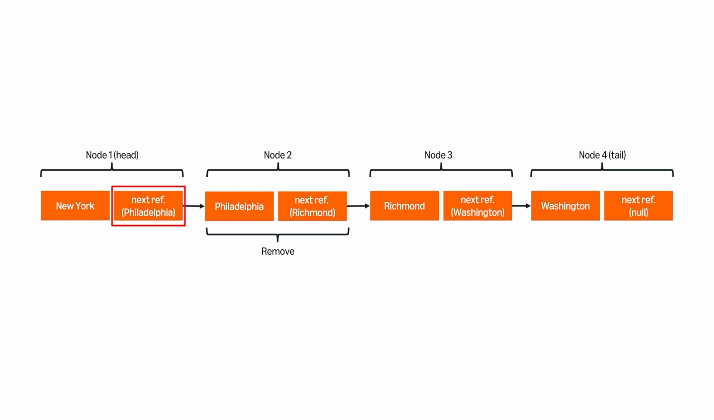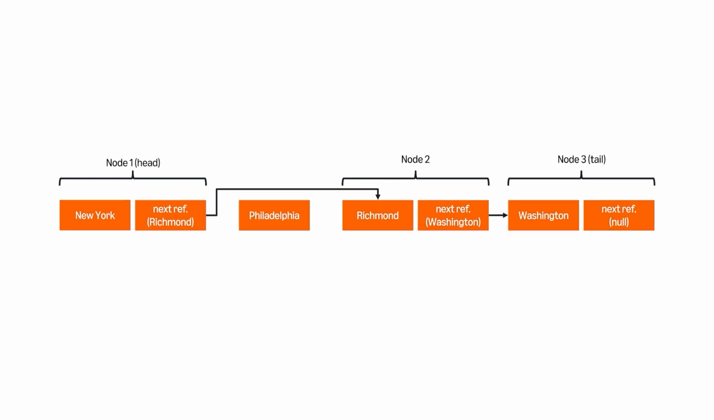So, in a linked list, you identify the node to be removed and update its previous node's reference to point directly to the next node. The unwanted node is left out, keeping your journey smooth. So, instead of stopping in Philadelphia, you directly travel from New York to Richmond.